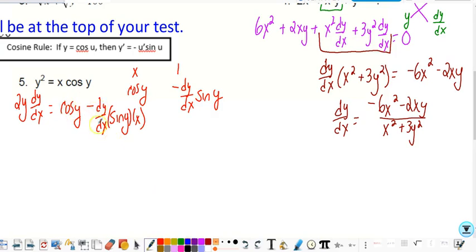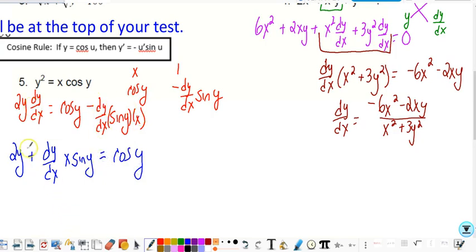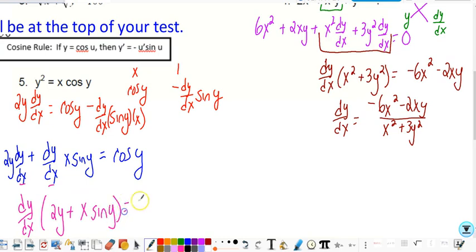I want to leave this alone. I want to move this dy dx term to be over here on the right-hand side. And I'm going to write this as x sine y, so I don't need to keep writing those parentheses. So I added this term to the left. I forgot to write, oops. Okay, now we can factor out the dy dx on the left here. And our final answer will be cosine y divided by this quantity.